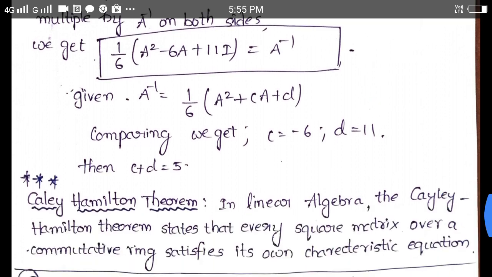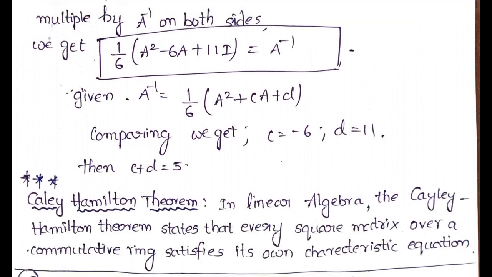In linear algebra, the Cayley-Hamilton theorem states that every square matrix, you can take any square matrix, satisfies this theorem. Every square matrix over a commutative ring satisfies its own characteristic equation. What does it say? It satisfies its own characteristic equation, that is, det of A minus lambda I is equal to 0.